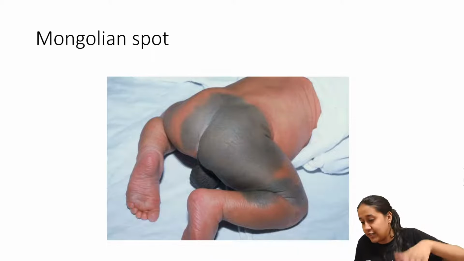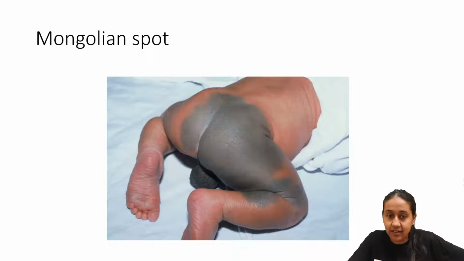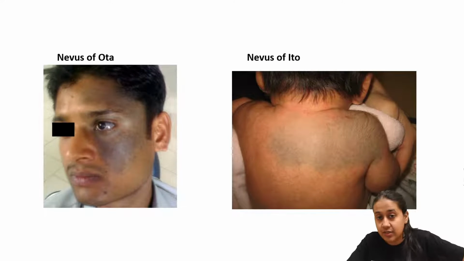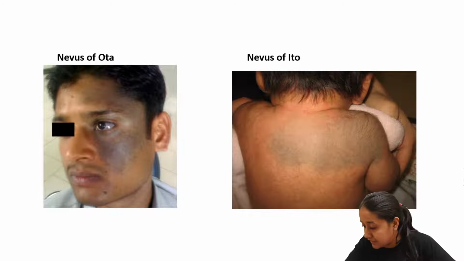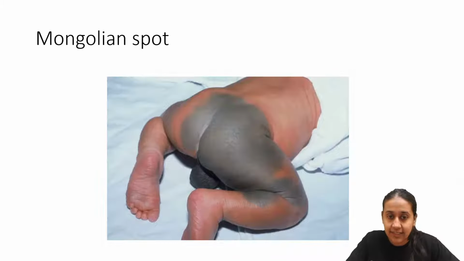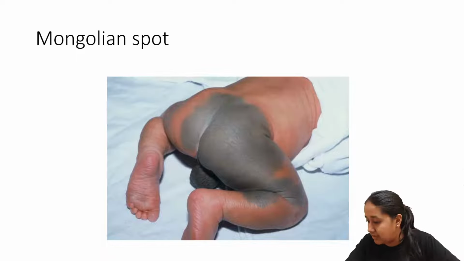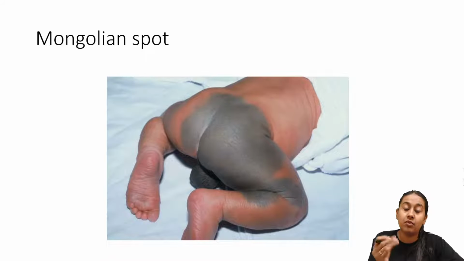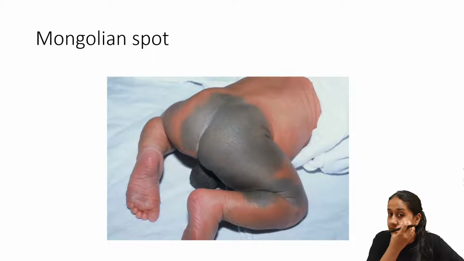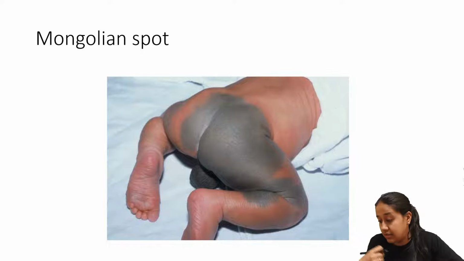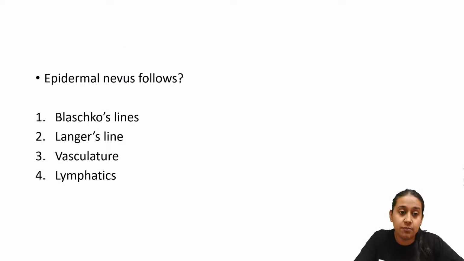So Mongolian spot is over the lumbar area, and nevus of Ota and Ito are over the trigeminal and scapular regions respectively. Okay? So I think these images are self-explanatory. You can see blue color. Why blue? Because the melanocytes are in the dermis here, while in freckles and lentigines, where the melanocytes are in the epidermis, they appear brown in color. The dermal pigment is blue.